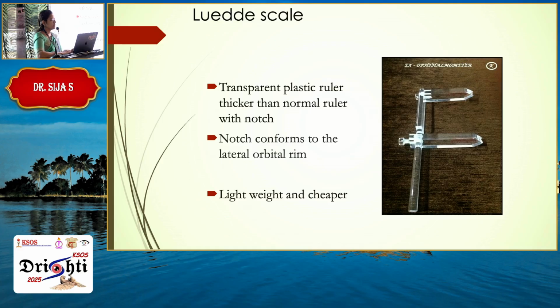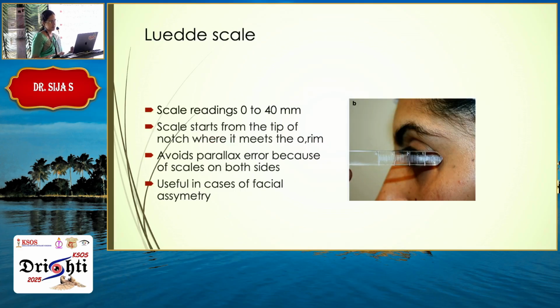Next equipment used is the Luedde scale. It's a transparent ruler, thicker than the normal ruler, with a notch. This notch conforms to the lateral orbital rim. It is lightweight and cheaper than the Hertel's option. So here the scale reading is from 0 to 40 millimeter, and the scale starts from the tip of the notch where it meets the orbital rim. That is the advantage compared to the normal ruler.